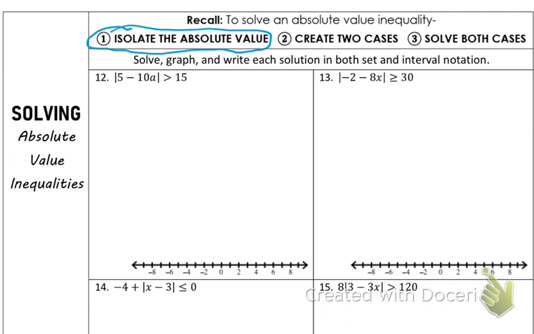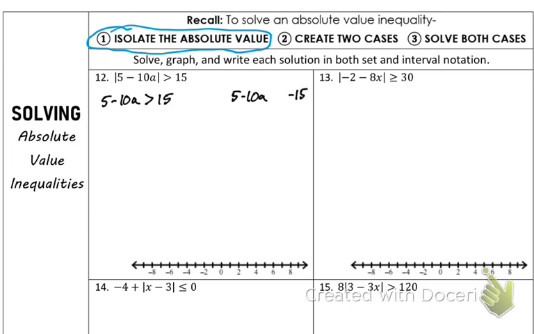So we look at number 12, it's already isolated. We have absolute value alone on the left-hand side, and we have a greater than, and we have a 15 there. Now, here's where absolute values get a little tricky. So we know that the first equation is going to look exactly like this, but without absolute value bars. So I'm going to have 5 minus 10a is greater than 15. Now, the next equation we need to write it with a negative 15. So we do need our 5 minus 10a, and we need our negative 15. Those are our two cases.